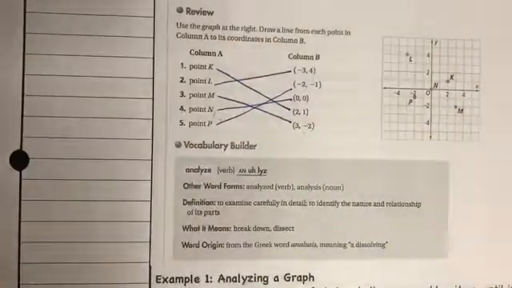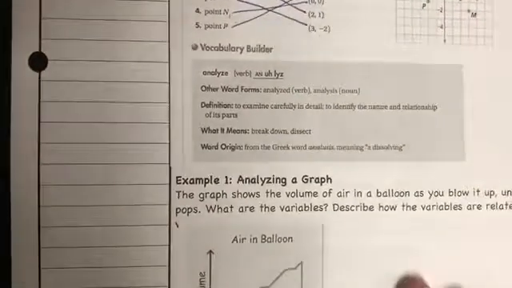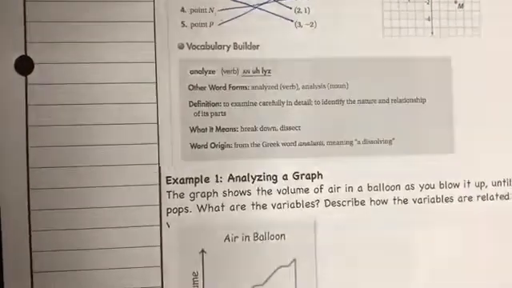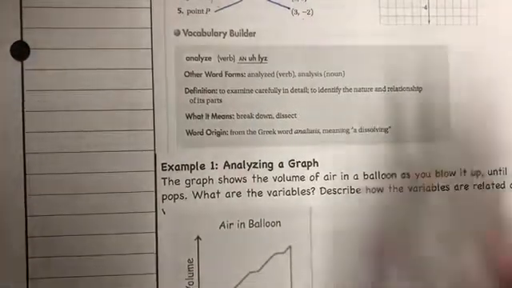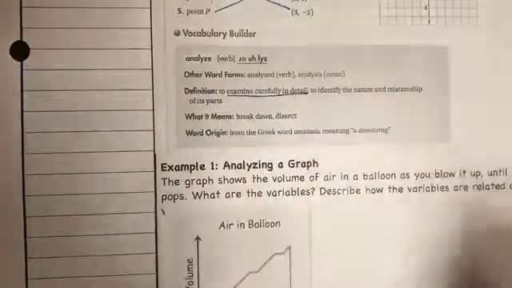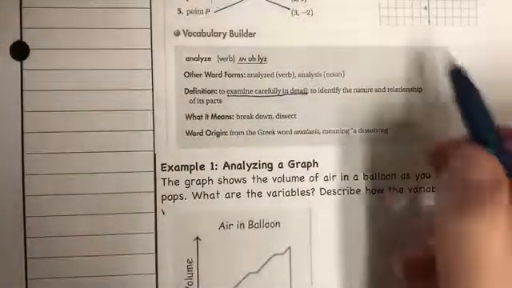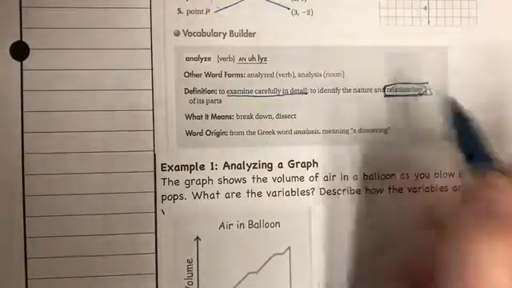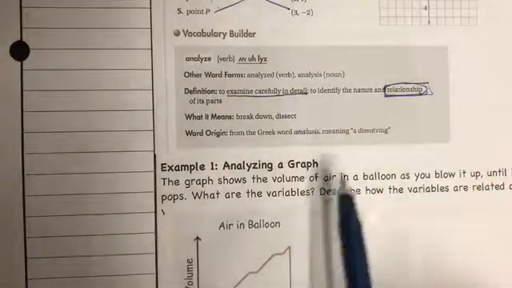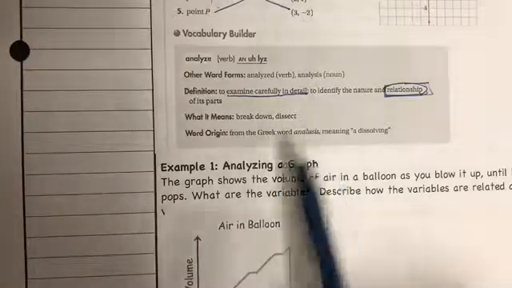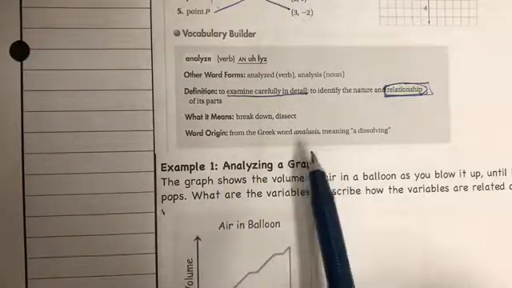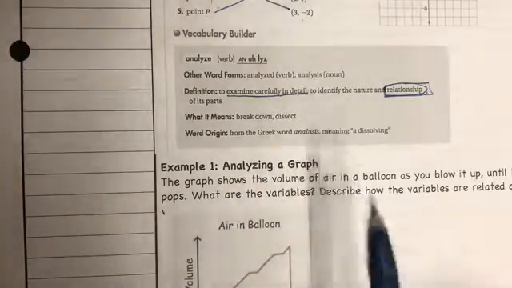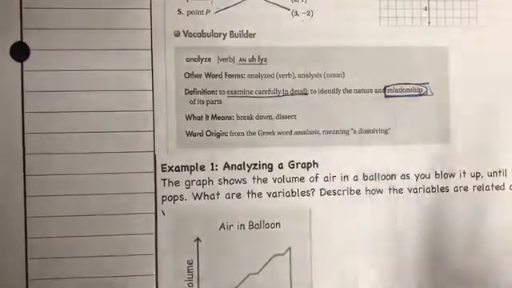A little bit of vocabulary for us. We're going to talk about the word analyzing. Other word forms are analyzed, analysis. The idea is that we're going to examine carefully in detail, and we're going to identify the relationship of its parts. And this key word right here, functions, are all about relationships. What it means to break it down and to dissect comes from the word analysis, meaning that we're dissolving.